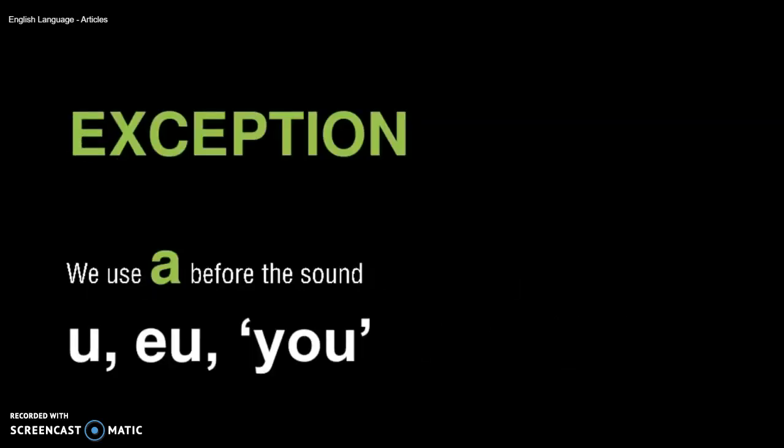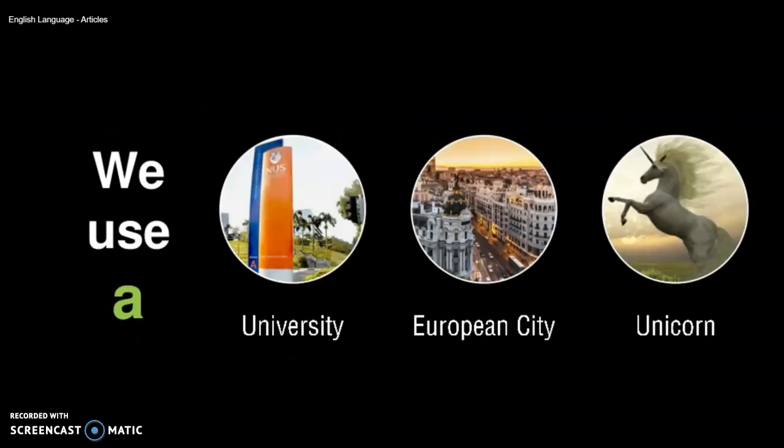There is an exception. We use a before the sounds of U, EU, and the word you. So let's take a look. We use a with a university. You see the U, and a European city is with the EU sound, and then of course a unicorn.